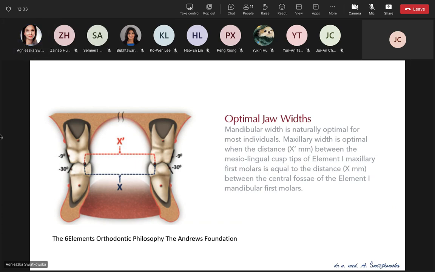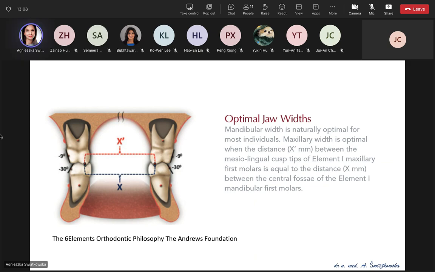Now, expansion we always make with overcorrection. So we should remember to add 2 additional millimeters. If the discrepancy is 5 millimeters, we add 2 additional millimeters, so we need the screw 7. If the discrepancy is 6 millimeters, we add 2, so we need a screw of 10 millimeters in Hyrax. And we ask the patient to activate this appliance.